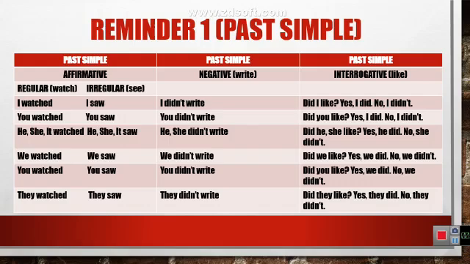In the negative form, you have the subject, then you have didn't or the long form did not, and the main verb, write for example, in the base form and not in the past simple. In the interrogative form, you begin the question with did, then the subject, and then the main verb in the base form also, and not in the past simple. And the answer can be yes or no.